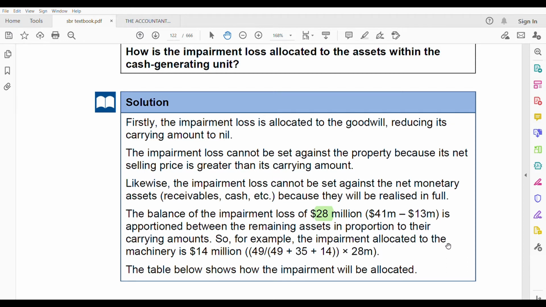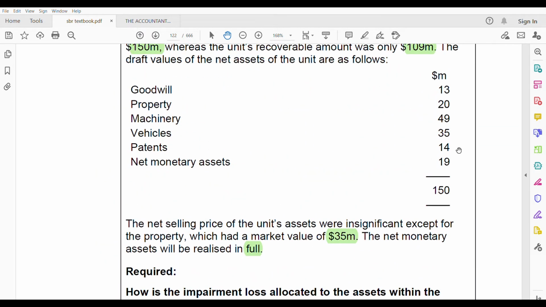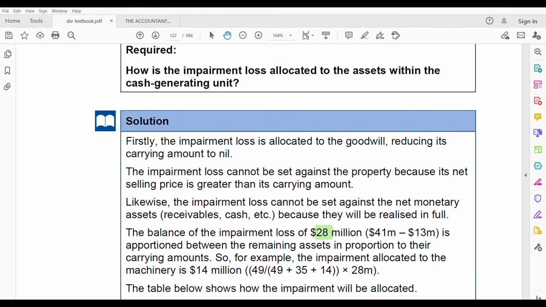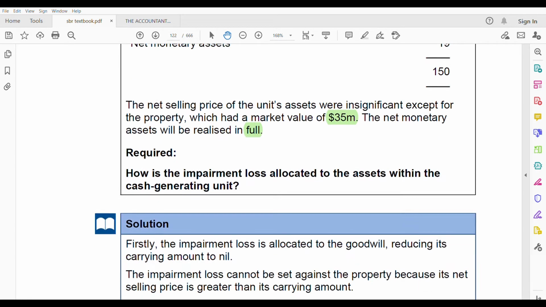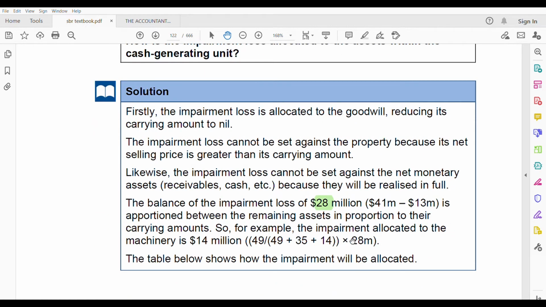So, for example, the impairment allocated to the machinery. You need to add the carrying amounts of these three: 49 plus 35 plus 14. Let me calculate it. It is 98. So the total carrying amount is 98. Out of that, machinery is only 49 over 98. So it will be 49 over 98 into 28, because this is the remaining impairment. So for machinery, 14 million will go.